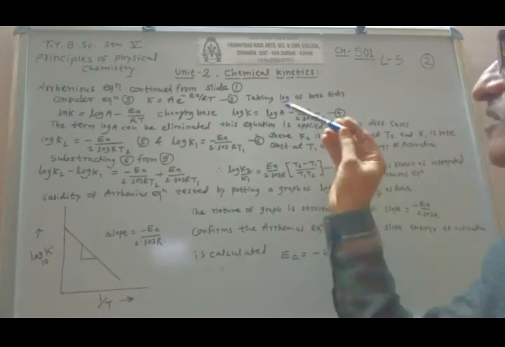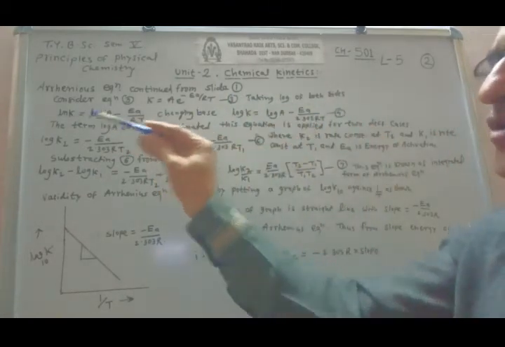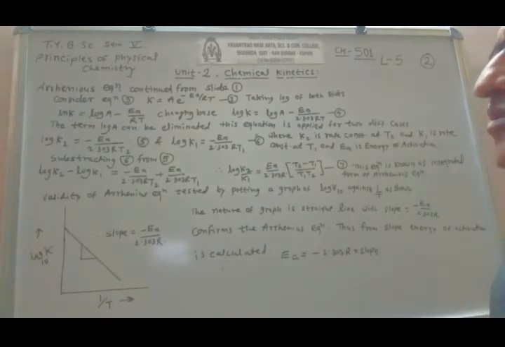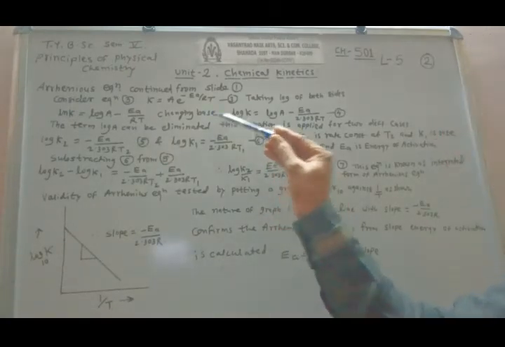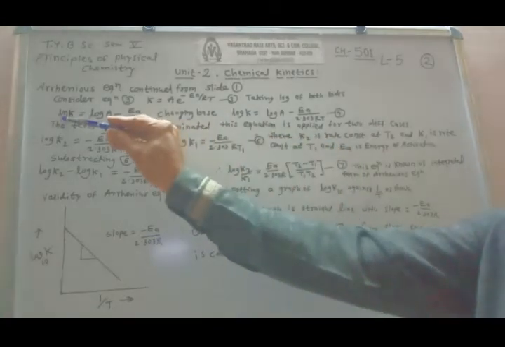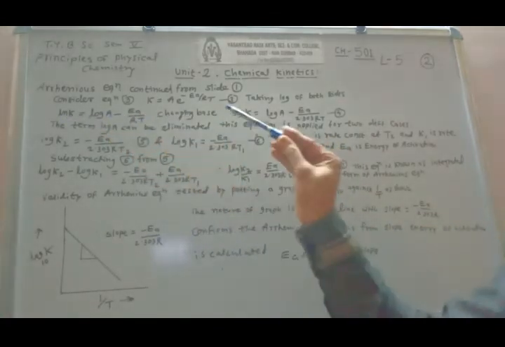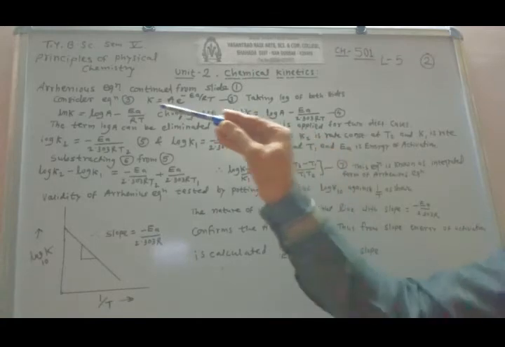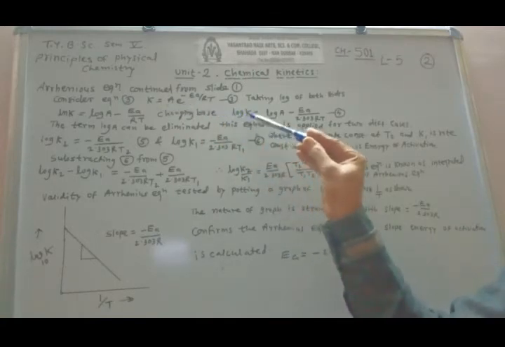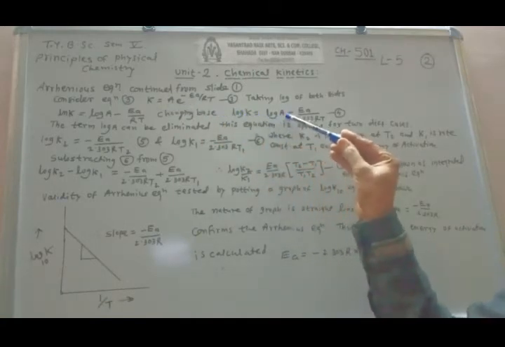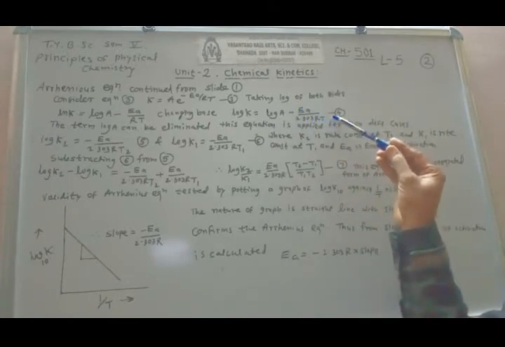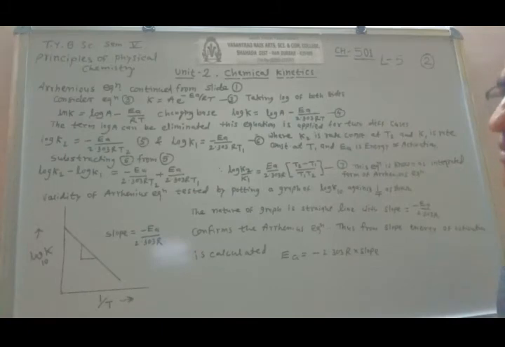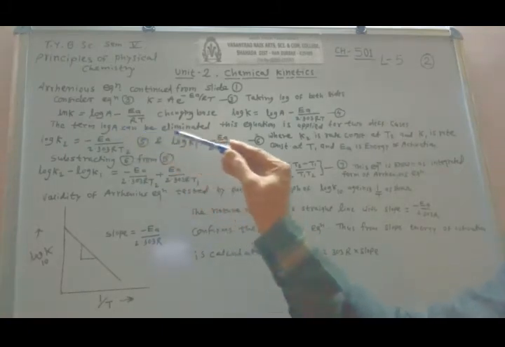So now taking log of both sides, we have ln k is equal to ln A minus E upon RT. Changing the base, so this is log to the base e, we have to convert it to log to the base 10. So log k is equal to log A minus E upon 2.303 RT, equation number 4. So the term log A can be eliminated.